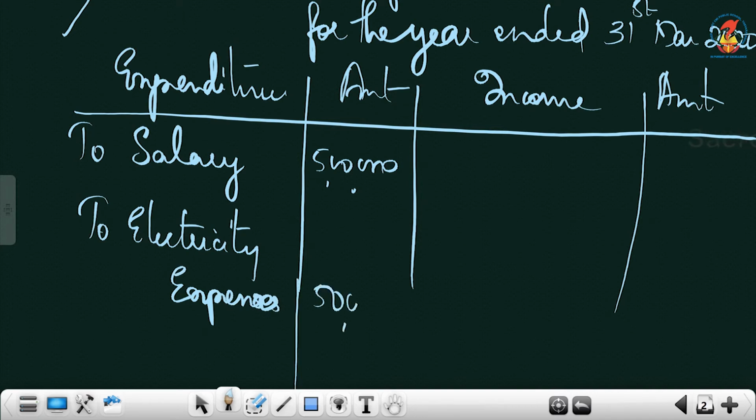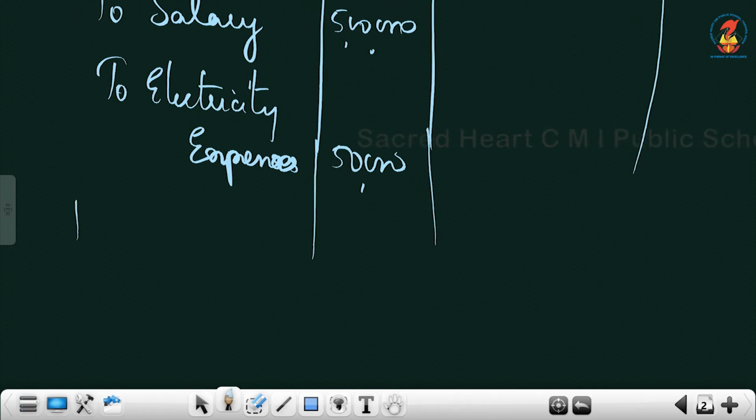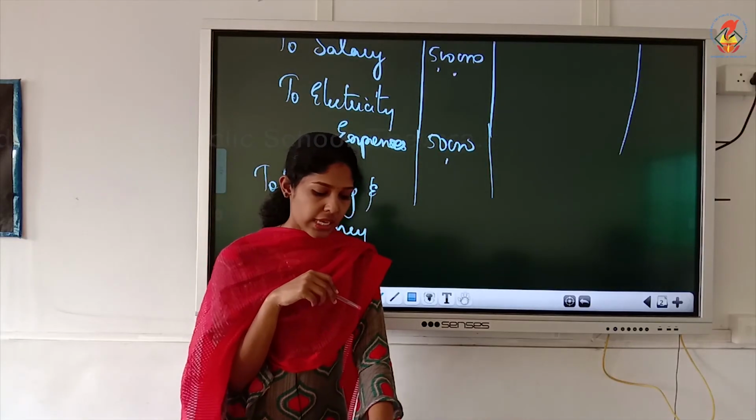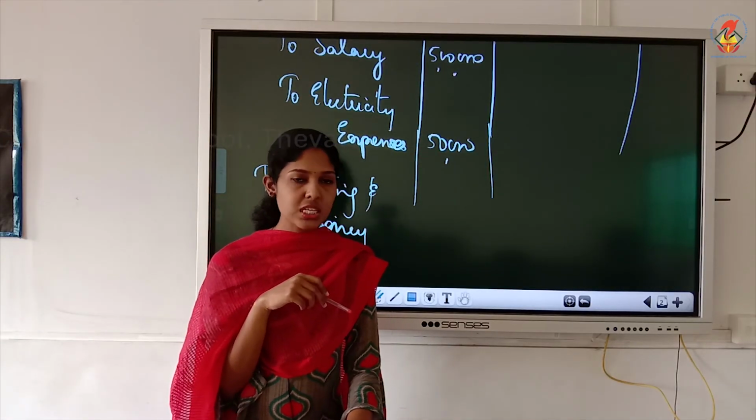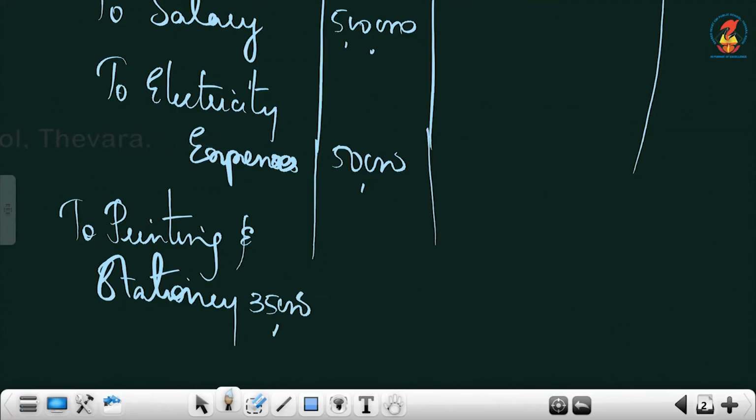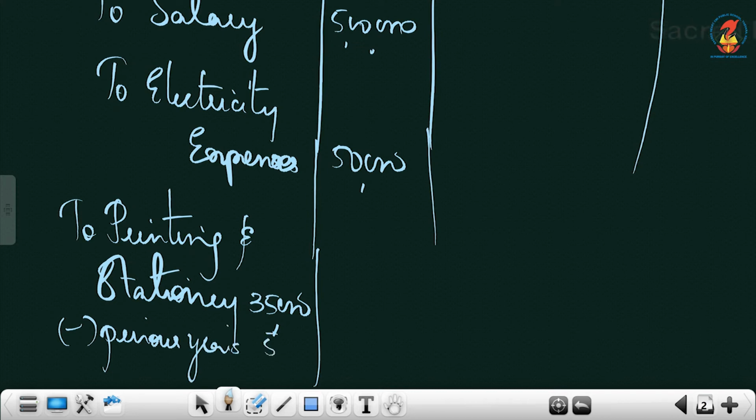That is 50,000. Then printing and stationery, which we can take here, but within brackets they have written something that we have to consider. Printing and stationery recurring in nature, so we are writing, consider that adjustment given within brackets including 5,000 for previous year. What should we do with previous years? Less, because only current years you can take. So 35,000 less previous years, the amount is 5,000, and in the outer column you can write 30,000.